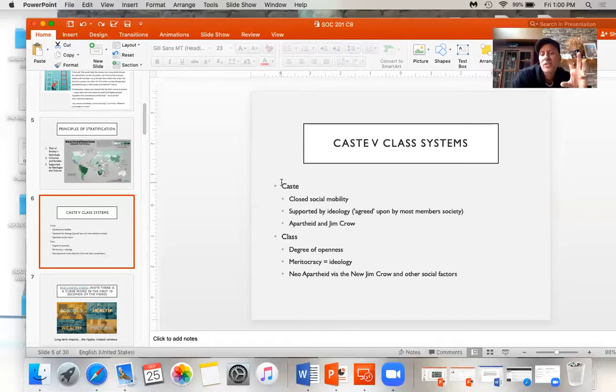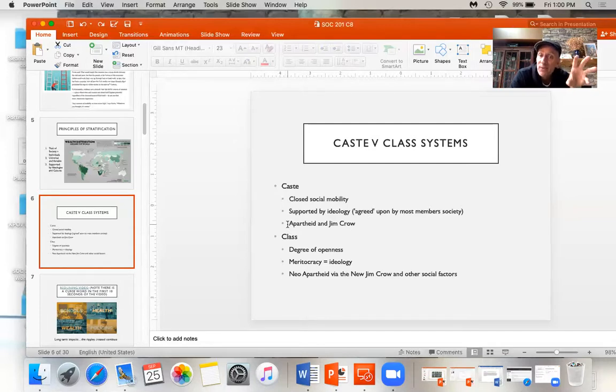Okay, so a little bit of a distinction between a caste system, which is a closed system. People oftentimes think of India as being a caste system, which it was, and it was supported by Hindu beliefs. So religion had a way of shaping those beliefs that reinforced that caste system. And it was agreed upon by most members of society.